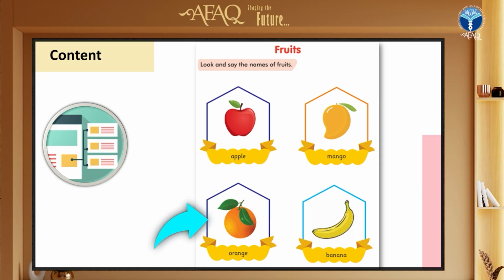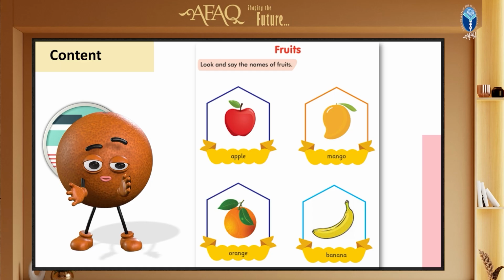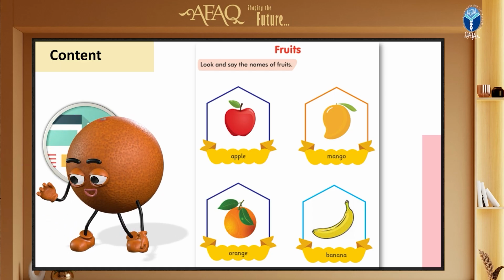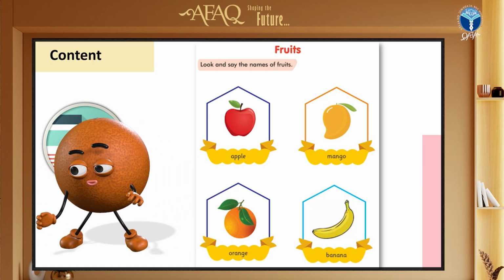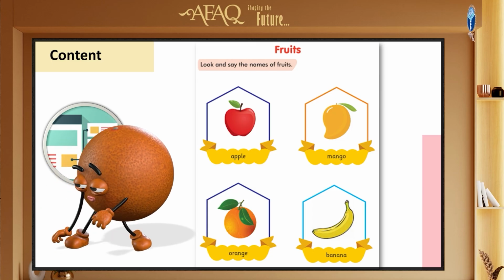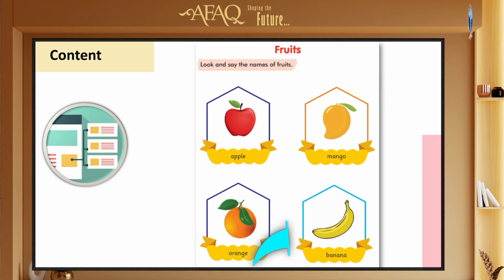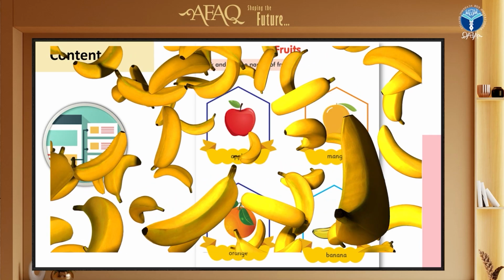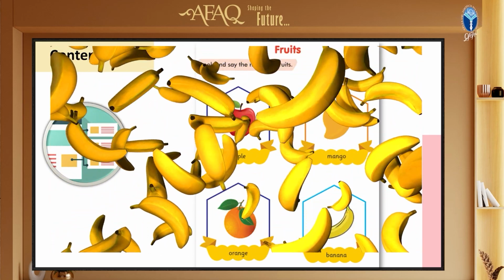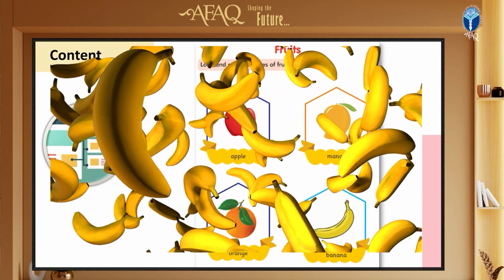The third fruit is orange. Orange is full of juice. It is also known as a citrus fruit. It is so good for your health and it keeps you hydrated. And the next one is a banana. Banana is also good for your bones and joints. You should add these fruits in your diet.